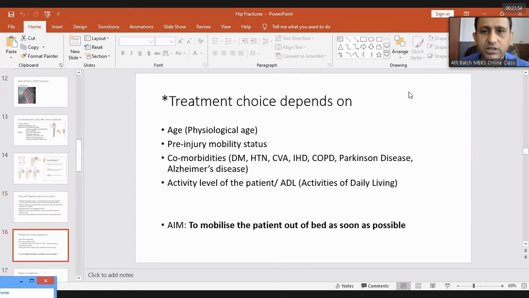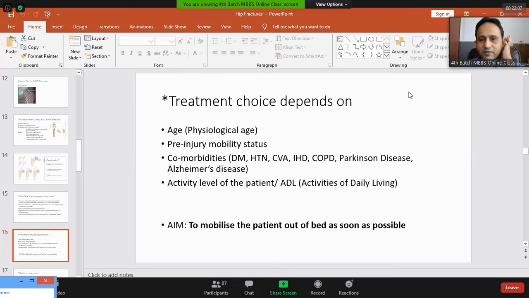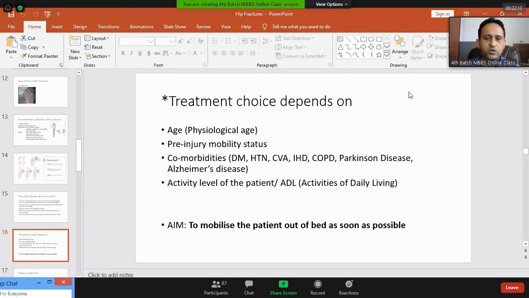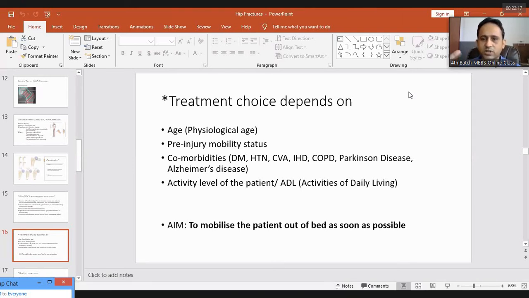Yeah, I should run fast now. So treatment choice depends on age, physiological age. Let's say the patient is around 30 years old with a neck of femur fracture, you always want to preserve the head, his native head. But if it is an old person, 70, 80, you know that the healing is not going to be good. There is no point in preserving the head. You get rid of the head and replace it with a metallic prosthesis.